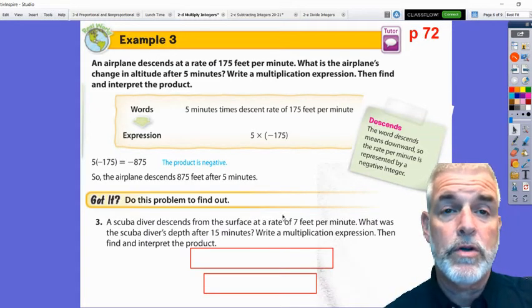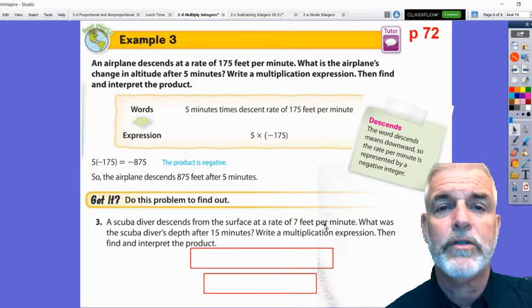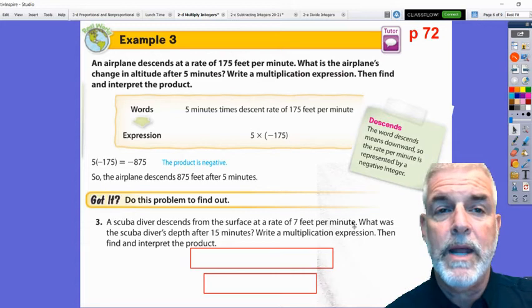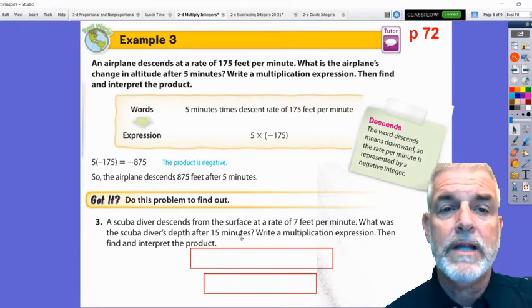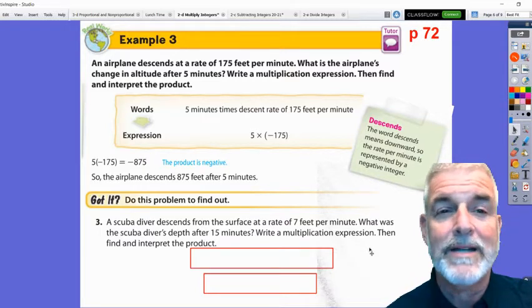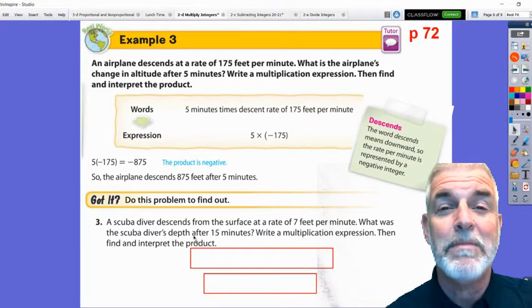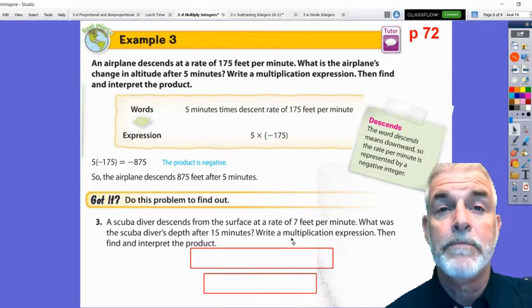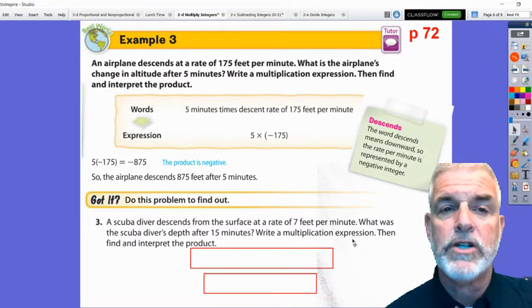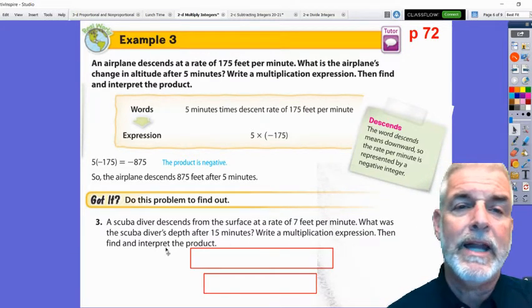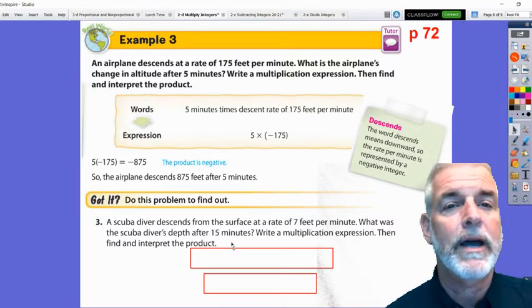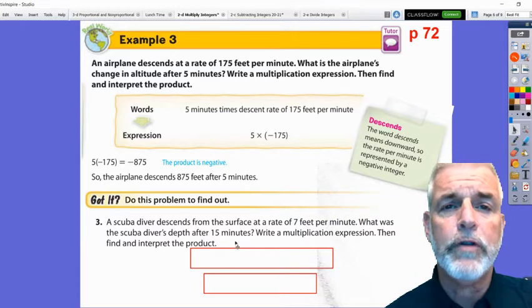All right, so here's one for you to do. A scuba diver descends, there's the same word again, from the surface 7 feet per minute. After 15 minutes, what is the scuba diver's depth? Hopefully not death. What is the scuba diver's depth going to be after 15 minutes? Write a multiplication expression, then find and interpret the product. Ooh, I don't know if I did that in my answer. Let's find out. So first, what is the multiplication expression?